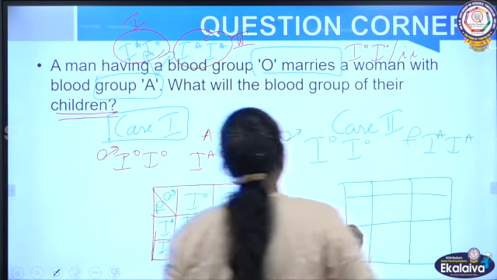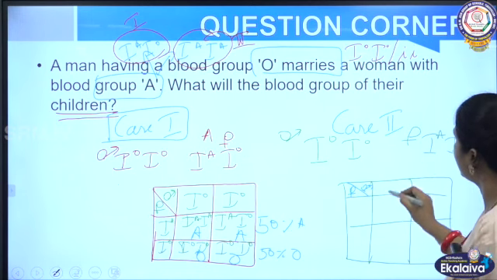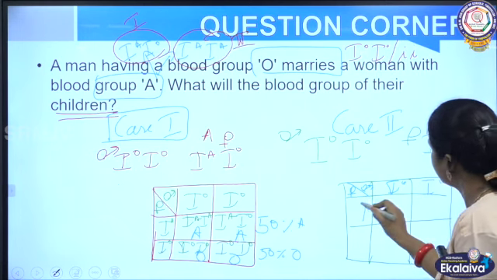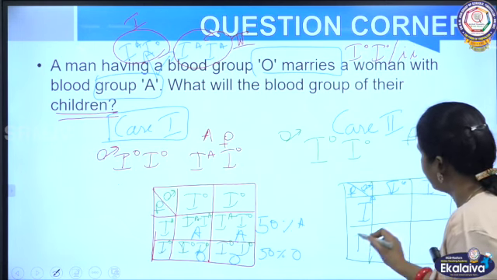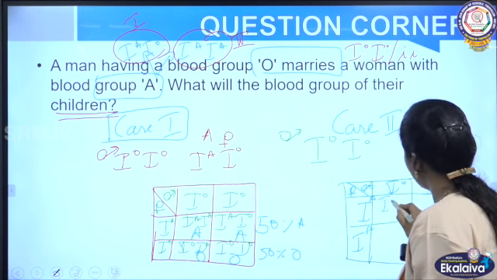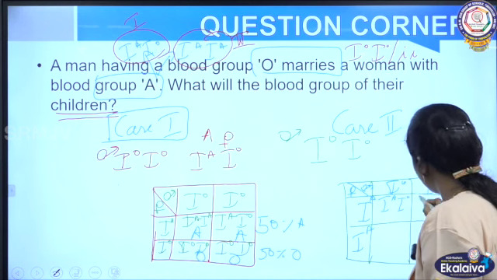Now we will come to case 2. Denote it with the symbol, and here male IO, IO, and female IA, IA. Okay, we'll complete. Always dominant first and then recessive: IA, IO.